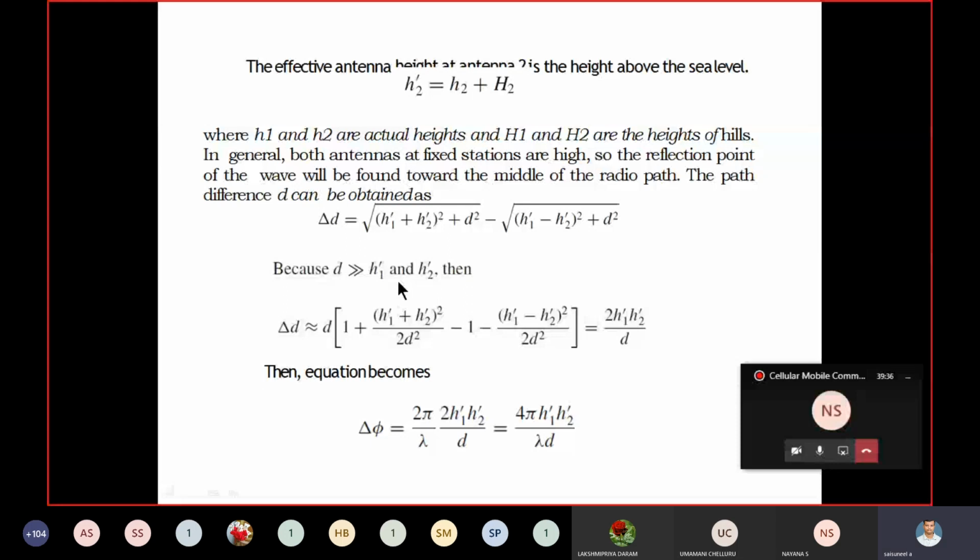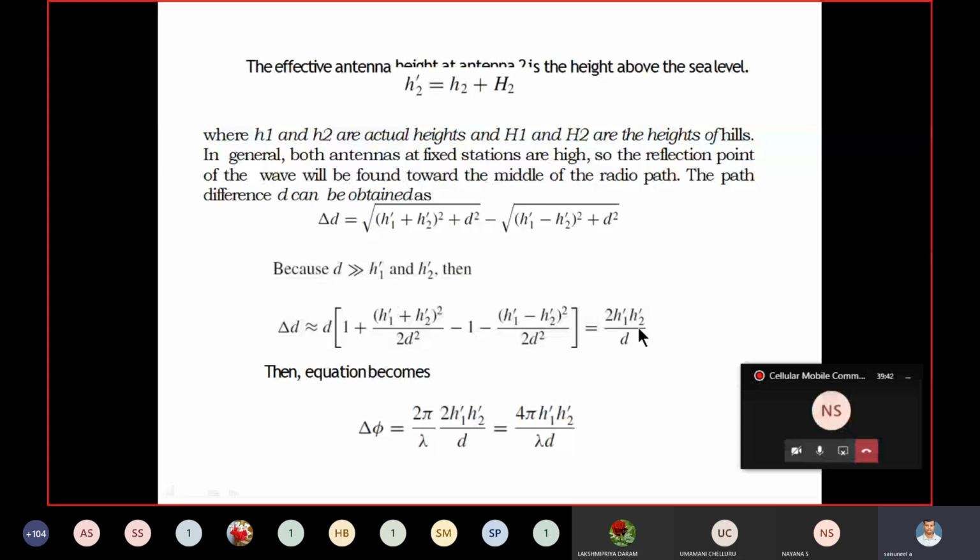We get 2h1'h2'/d. Then delta phi is equal to 4 pi h1' h2' by lambda d. That is delta phi, the phase difference between the direct path and the reflected path.